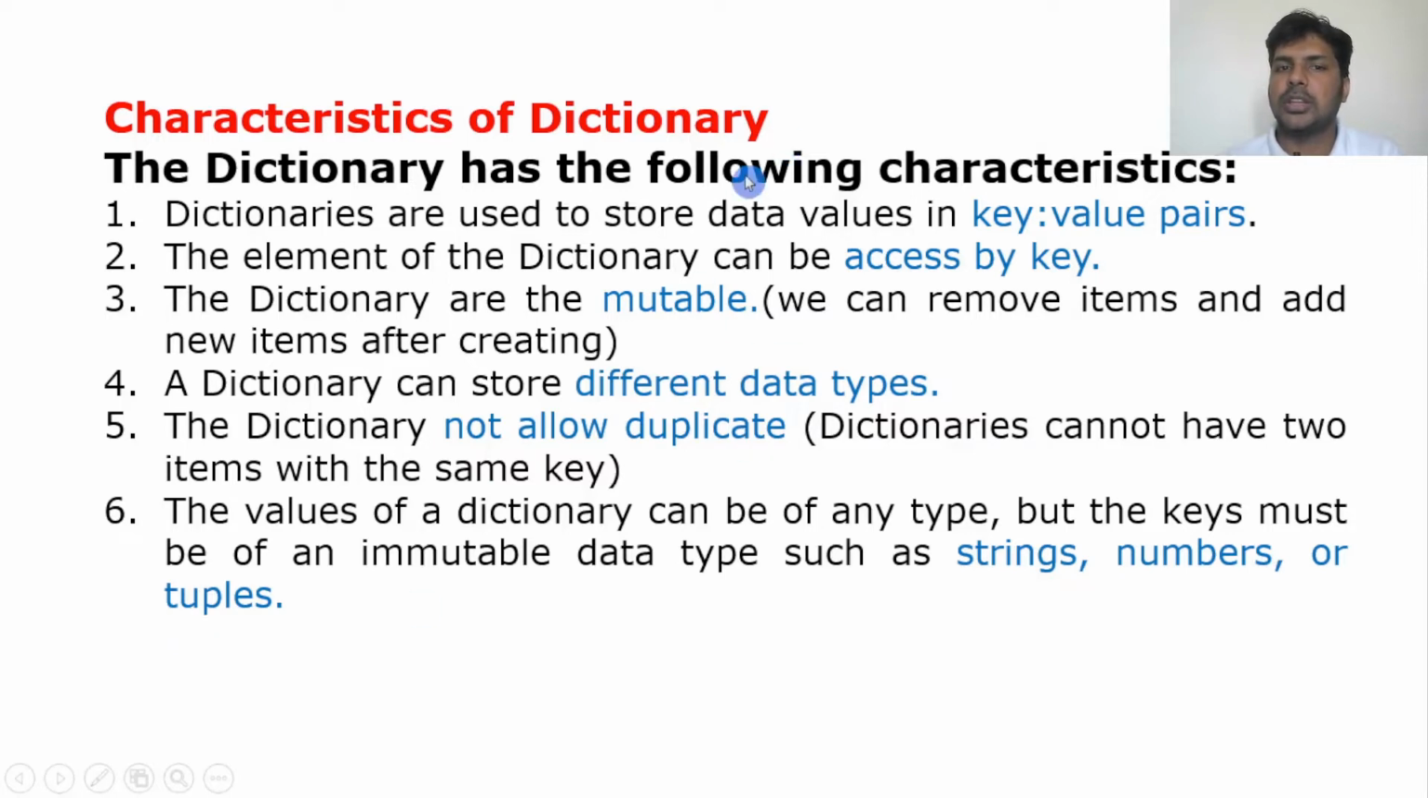Let us see all the characteristics once again. First, it contains key and value in pair form. Second, it can be accessed by key. Third, it is mutable, so we can add and remove. Fourth, different data types can be stored. Next, it will not allow duplicate keys. The value can be any type, but the key must be an immutable data type like a string, number or tuple. Nice. Now let us see how to create a dictionary.